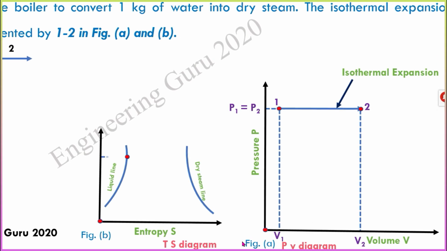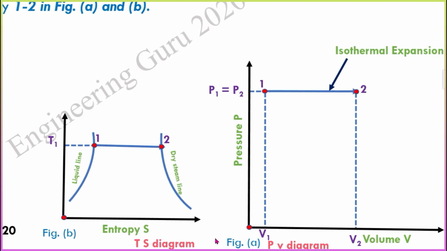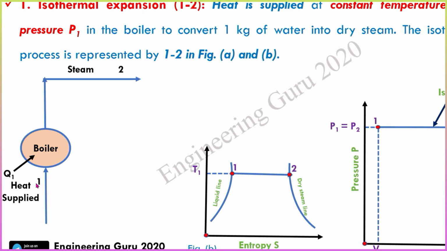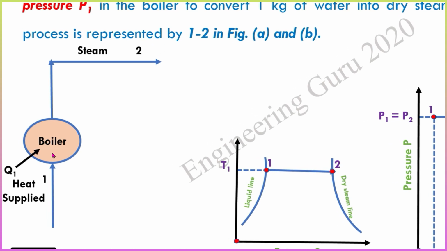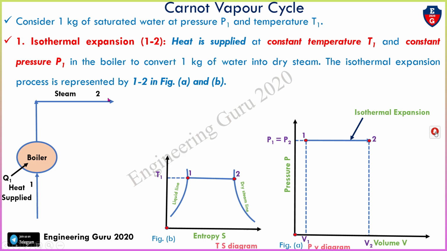This is figure A, the PV diagram, and figure B is the TS diagram. In this diagram, we observe point 1 and point 2. Heat is supplied to the boiler and the water converts into steam. So this is the isothermal heat addition in the boiler. In an isothermal process, T1 equals T2, meaning constant temperature. In the TS diagram we can see that point 1 and point 2 are on the same line, so T1 equals T2.